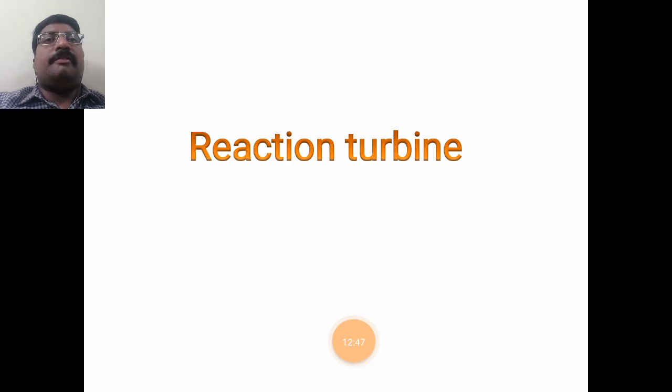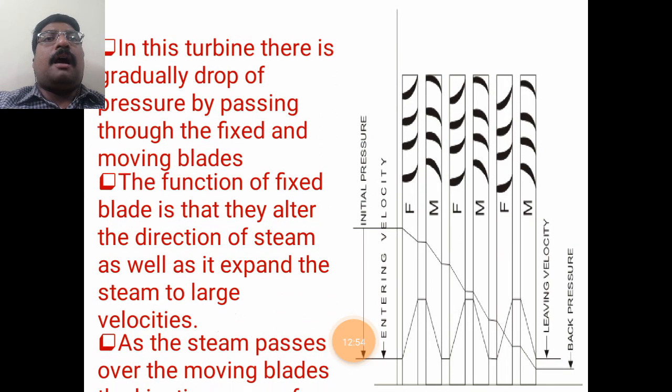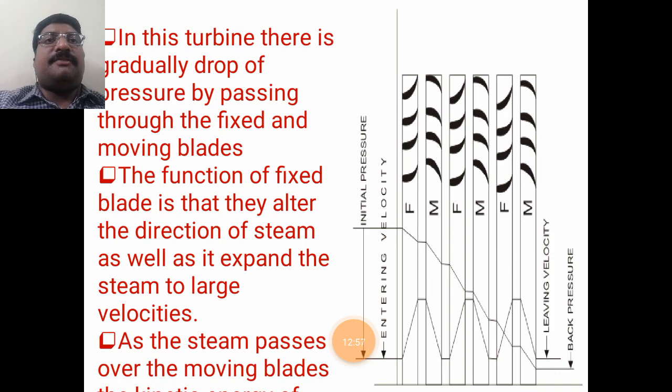Okay. Next type of turbine is the reaction turbine. In the reaction turbine, the arrangement itself acts as one of the compounding techniques. So in this turbine, there is a gradual drop of pressure by passing through fixed and movable blades. So here we are arranging a set of fixed and movable blades in a number of stages. If you observe the figure, we are having a fixed blade and then a movable blade, again a fixed blade and again a movable blade, and again a fixed blade and again a movable blade.